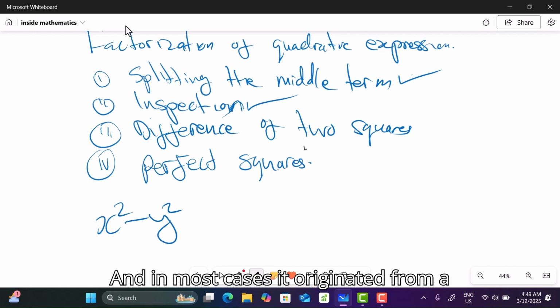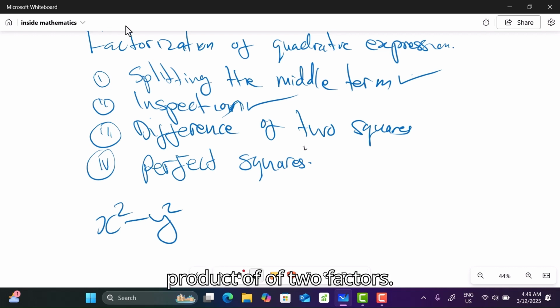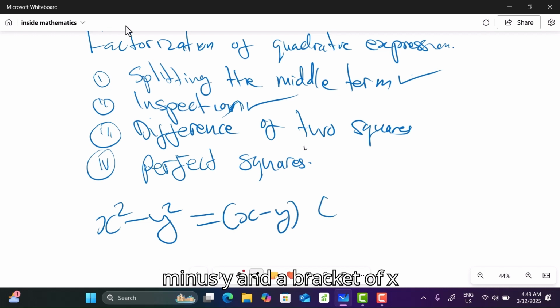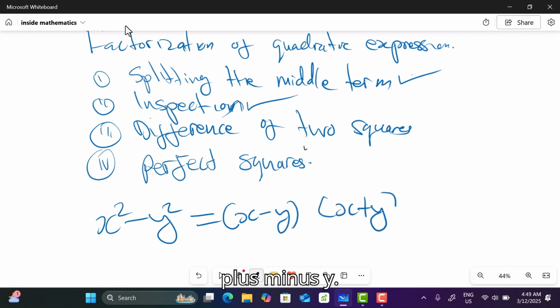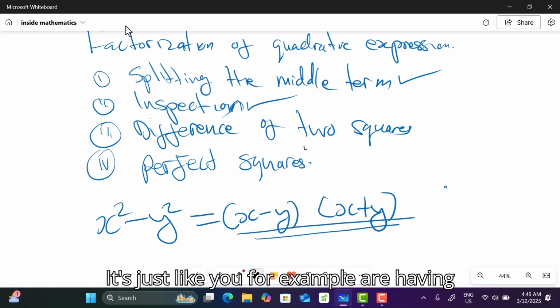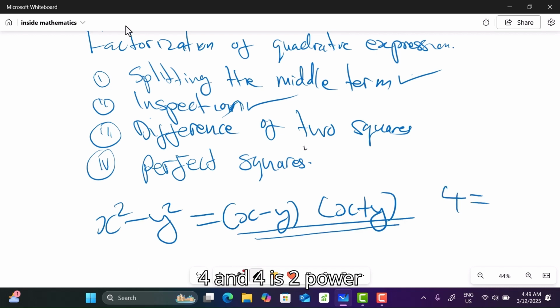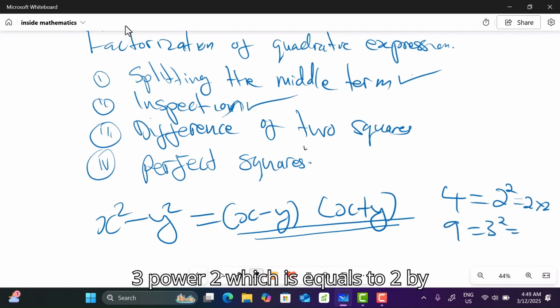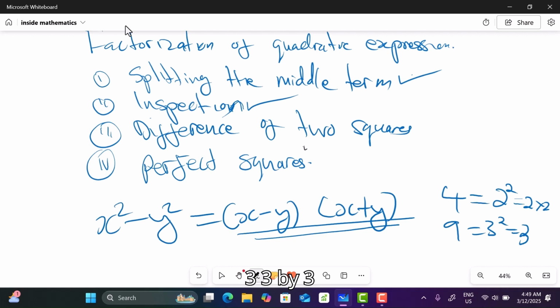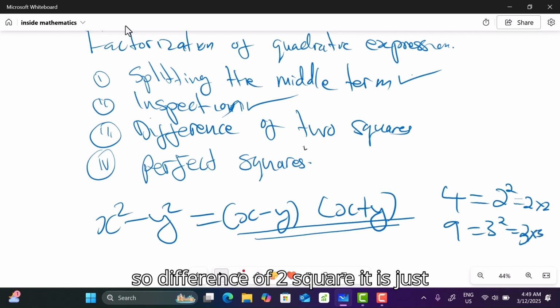And in most cases, it originated from a product of two factors. And these two factors are (x minus y) in the bracket of (x plus y). It's just like, for example, you're having 4, and 4 is 2 power 2, which is equals to 2 times 2. 9 is equals to 3 power 2, which is equals to 3 times 3. So difference of two squares is just similar to that.